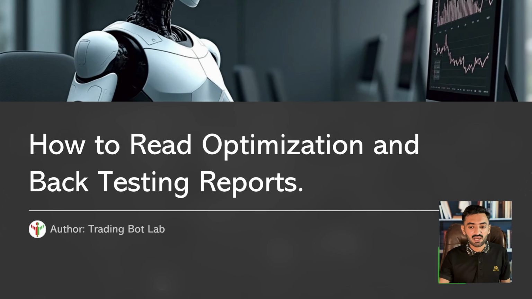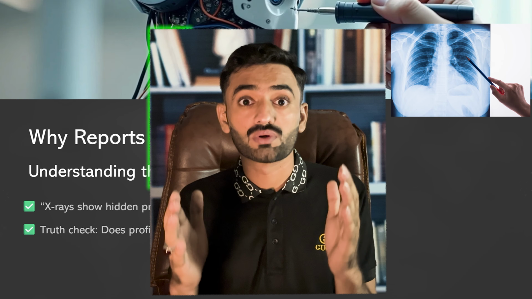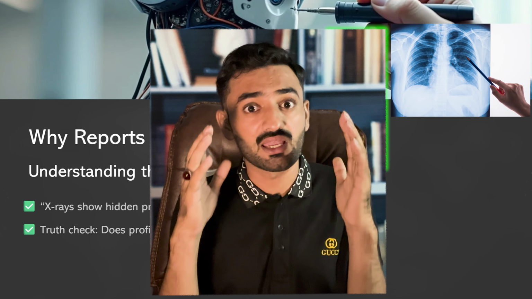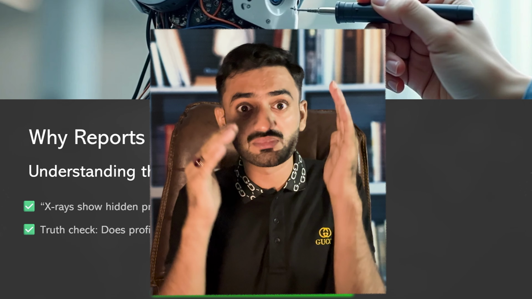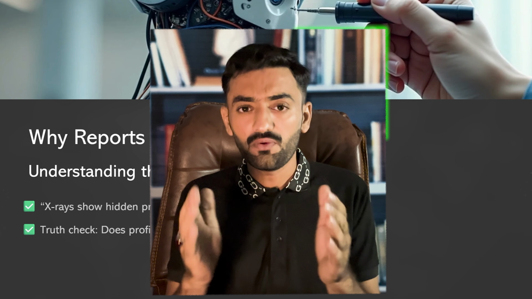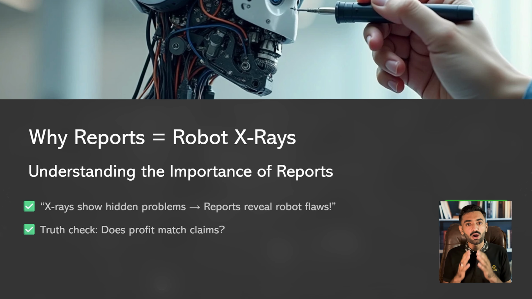So here is the first slide. Let's move to the next one. Why are reports a robot X-ray? Yes, the X-ray shows hidden problems in your bone which you cannot see with your eyes, and in the same way optimization shows the hidden problems and hidden flaws of any robot. Once you see all the hidden flaws of any robot, you will be able to decide if this bot is good or not, and if you should put real money on this robot or not. That's why we can say optimizations are the X-ray of any robot.